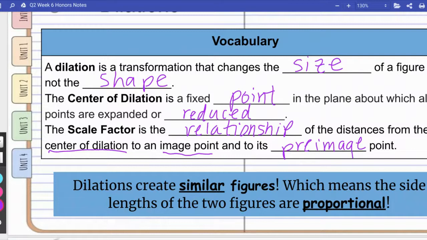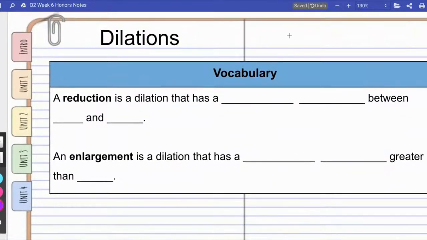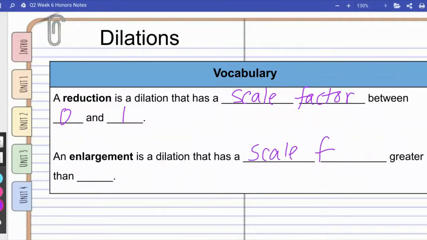Remember, dilations create similar figures, which means the side lengths of the two figures are proportional. A reduction is a dilation that has a scale factor. Reduction means smaller, so the scale factor has to be less than 1. And enlargement means that the figure is getting bigger, which means it has a scale factor greater than 1.